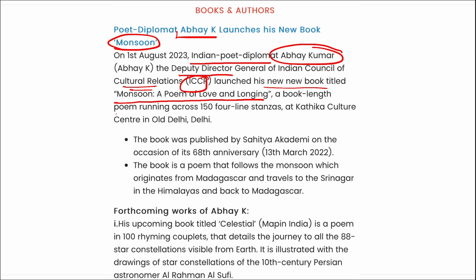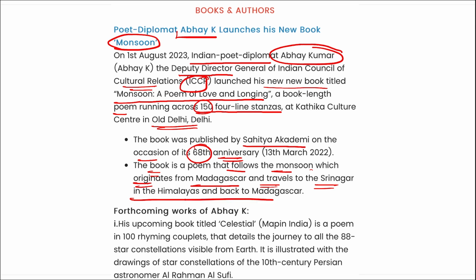A book-length poem running across 150 four-line stanzas, launched in Old Delhi. This book was published by Sahitya Akademi on the occasion of its 68th anniversary, and the book is a poem that follows the monsoon, which originates from Madagascar and travels to Srinagar in the Himalayas and back to Madagascar. So coming back, poet diplomat Abhay Kumar, Deputy Director General of ICCR, has launched this new book, Monsoon.